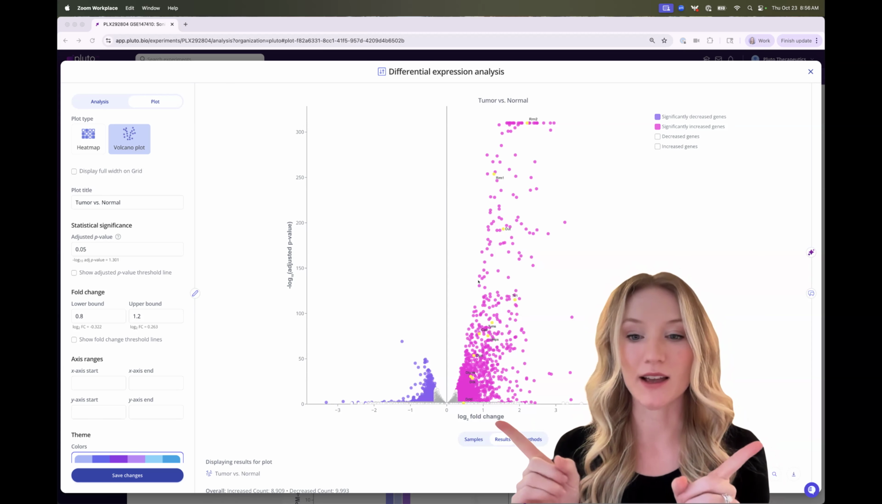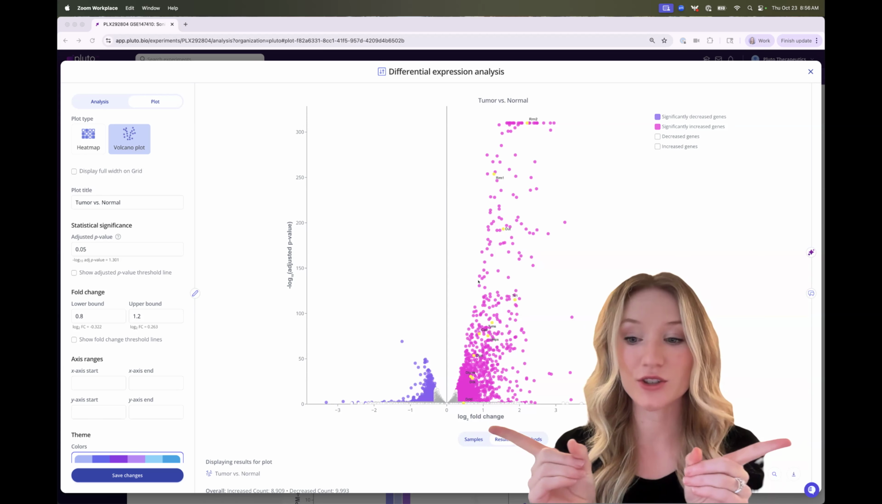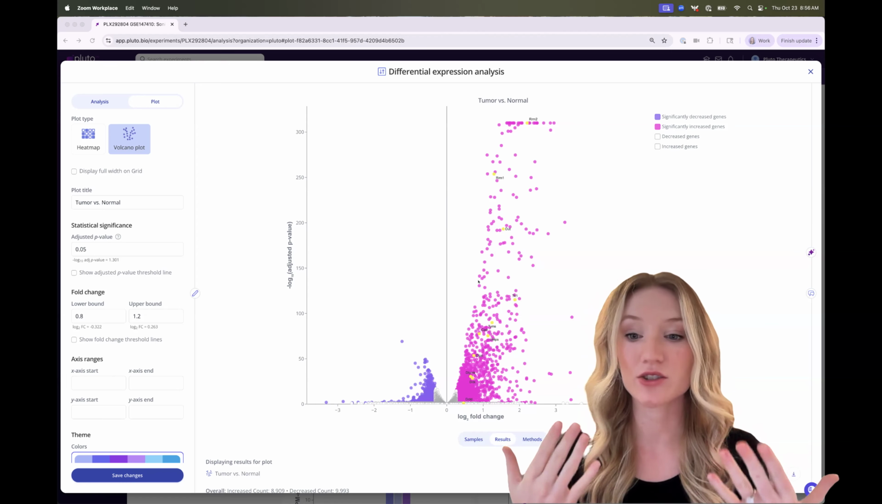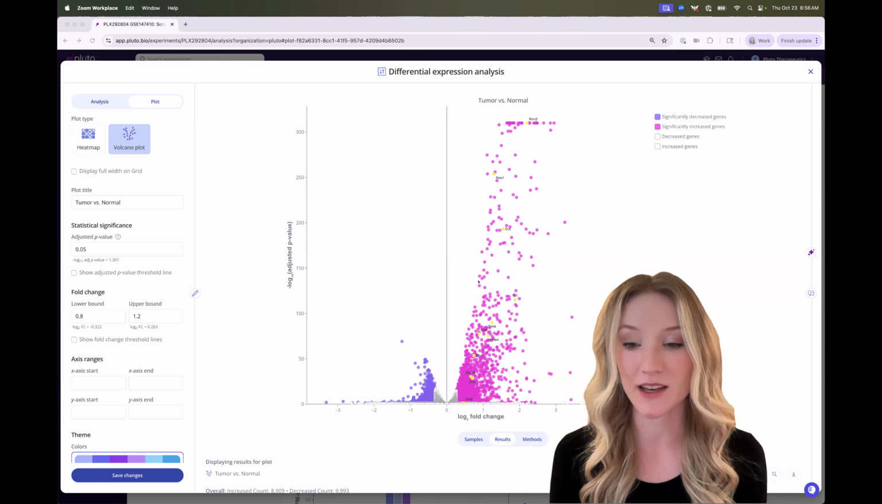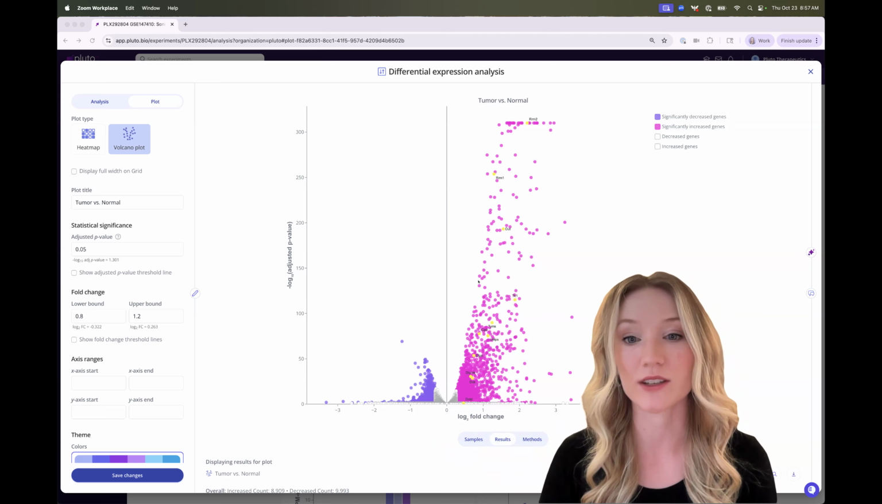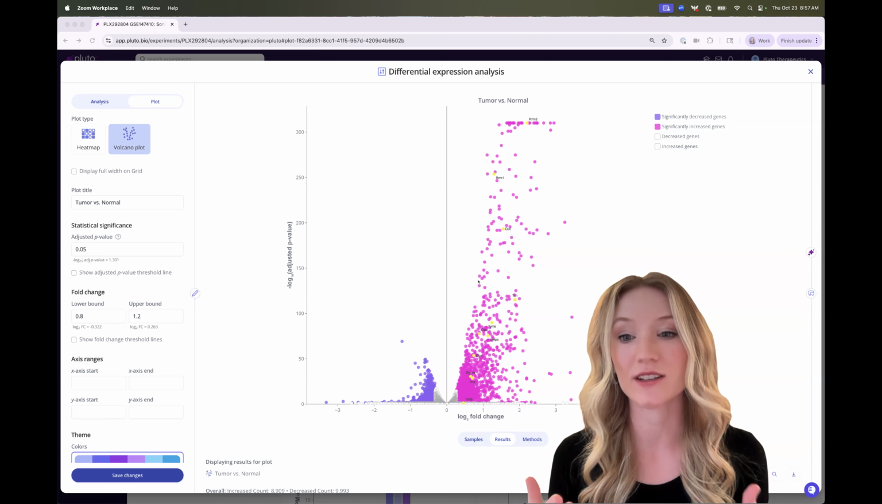So on this plot, genes that are further to the edges and higher up are genes that demonstrate strong and statistically significant changes in gene expression between the two conditions, and are therefore genes that we are more interested in.